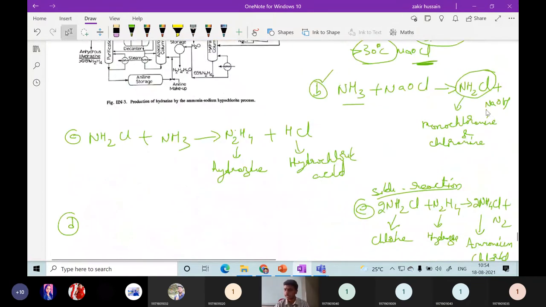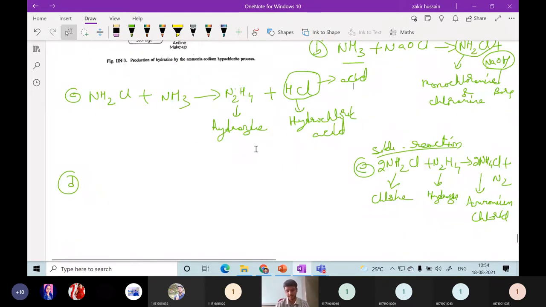Okay, here a base is formed, this one NaOH, and in reaction C an acid is formed, HCl, and in reaction B, a base is formed. This is the base and this is the acid. So they both will combine with each other and form a neutralizing salt.